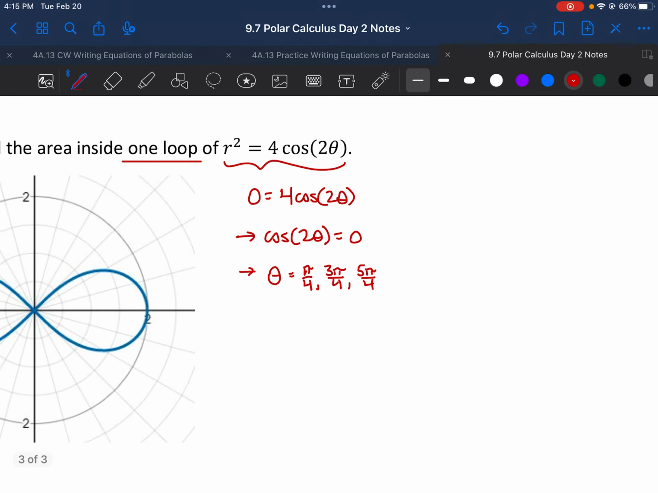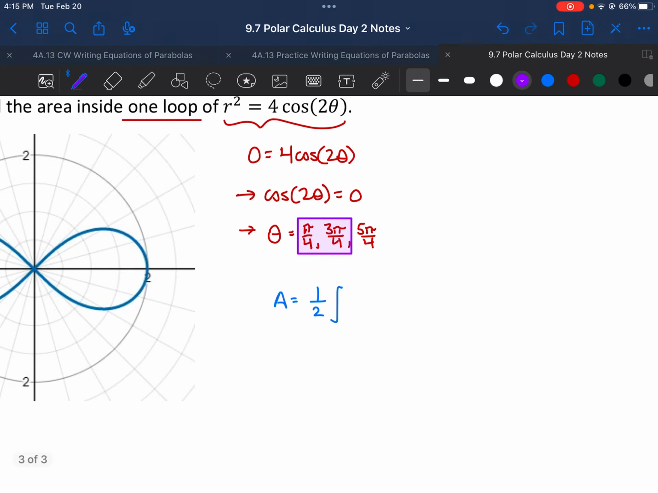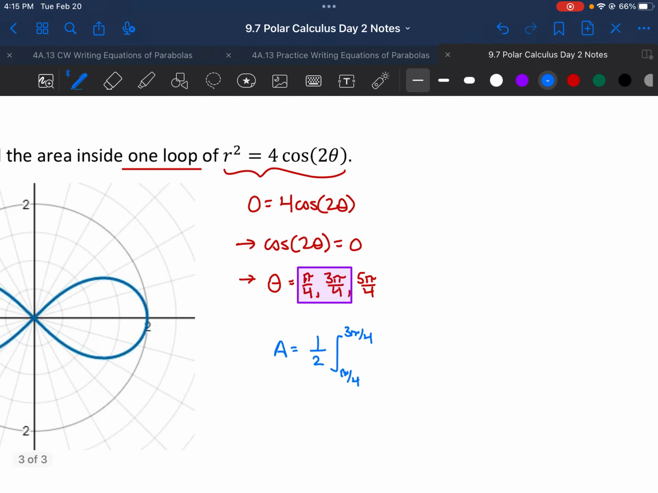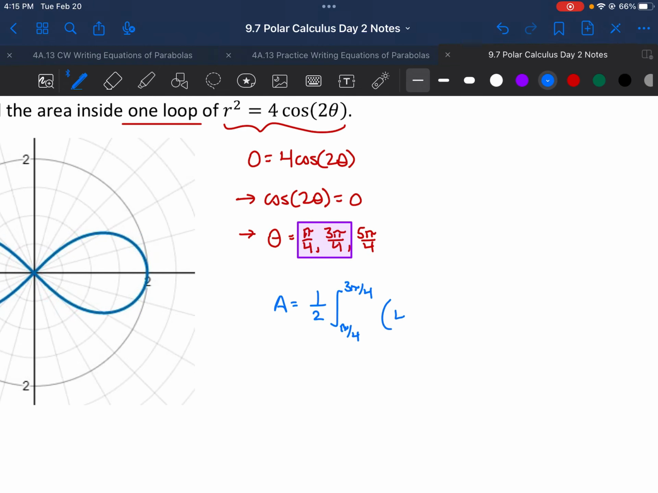Okay, so our area of one single loop is 1/2 integral. Again, pick two next to each other. Pi over 4 to 3 pi over 4 of our function, 4 cosine of 2 theta squared, d theta.